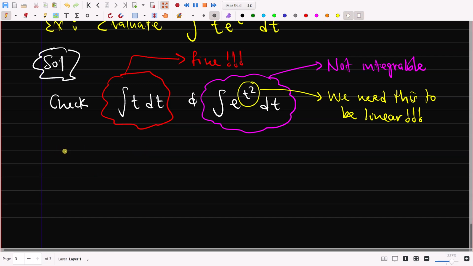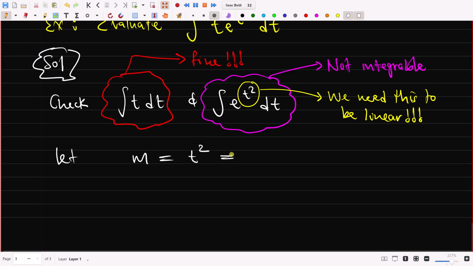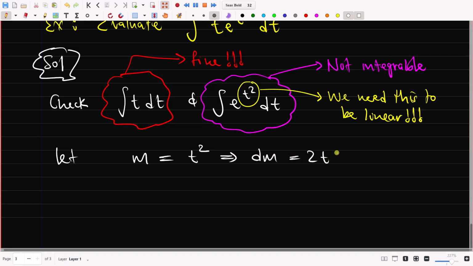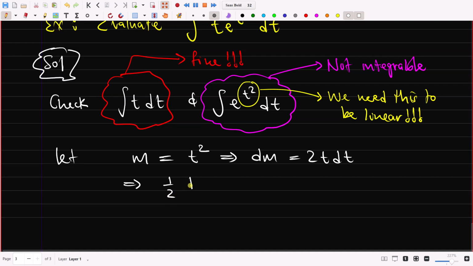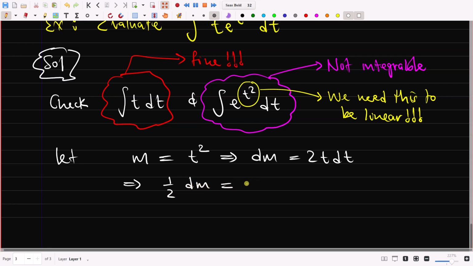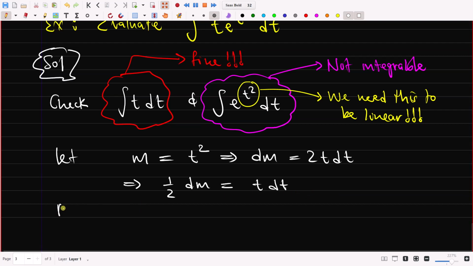So therefore, what we simply do is this. We have those two guys, and we have seen that this one is the issue. So what we do is say we let u, but it's not u that you can use, you can use m equals t squared. So what does it imply? It implies dm equals 2t dt, like that. So we can see from here, it follows that half of dm is equal to t dt.